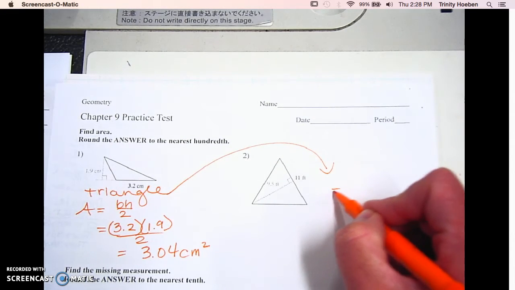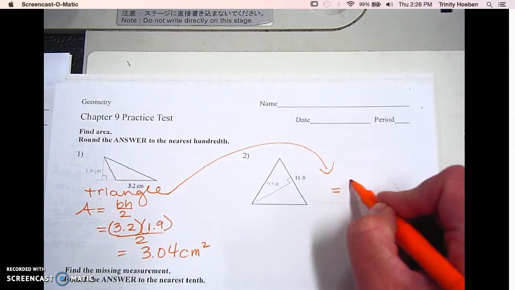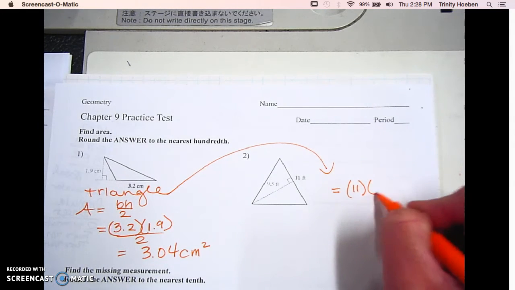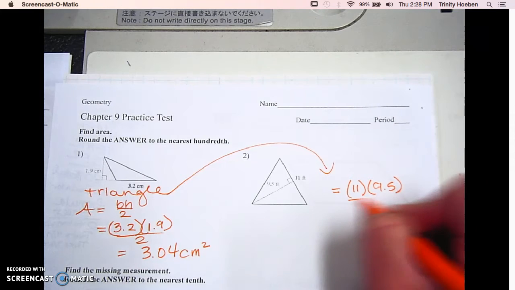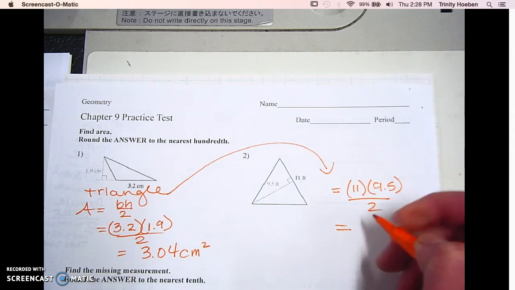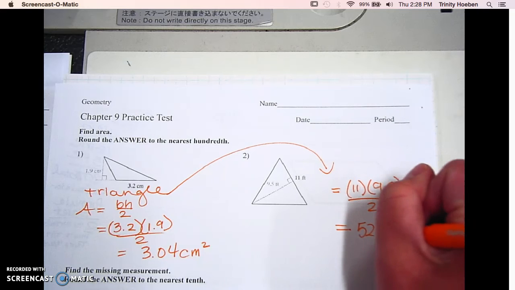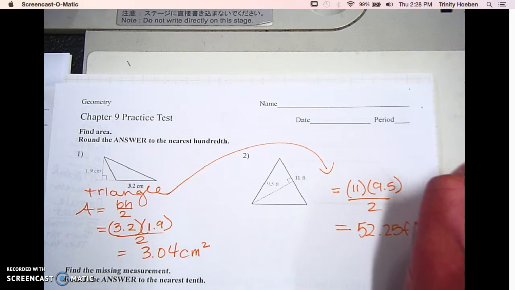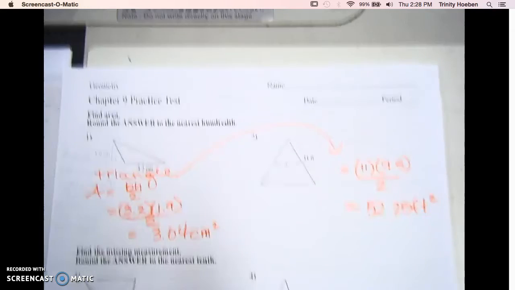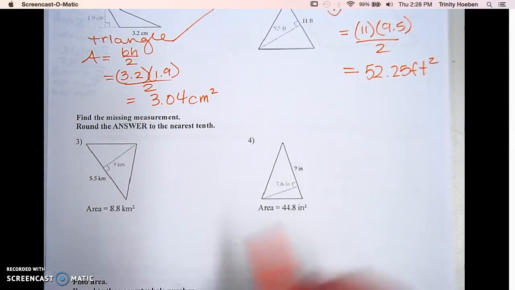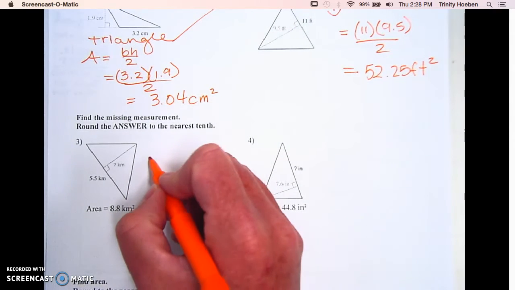Same formula. We're just going to substitute in the base, which is 11, and the height, which is 9.5. Punch it in the calculator. I got 52.25 feet squared. Number 3, obviously a triangle.